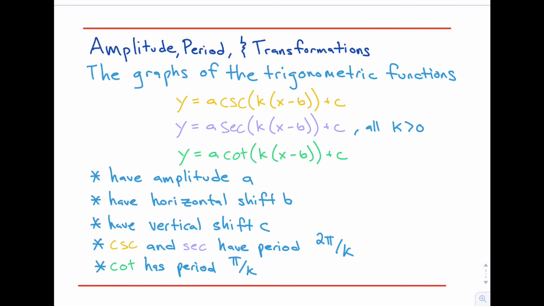In the next video, we'll begin to look at some interesting properties and relations of the 6 trigonometric functions: sine, cosine, tangent, and cosecant, secant, and cotangent.